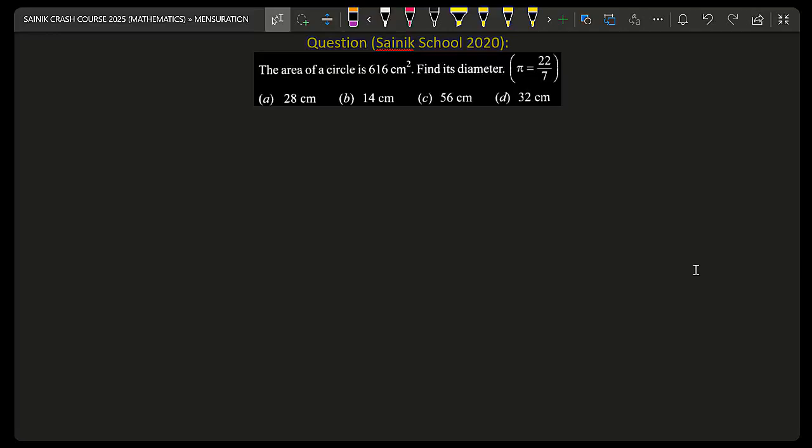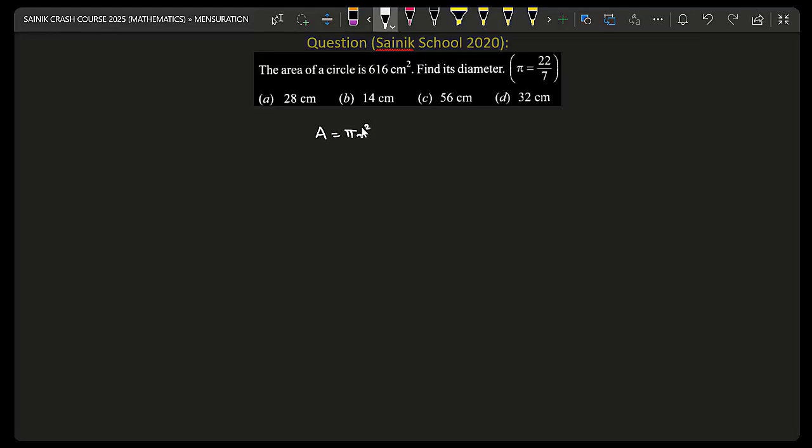No. First, what is the relationship between area and diameter? See, if I ask the relation between area and radius, we have a direct relation. What is that? Area is equal to pi r square, right? Yes, sir. Do you know any direct relationship between the area and the diameter? Sir, pi d. Pi d is circumference. Sir, pi d by 2. Wrong.